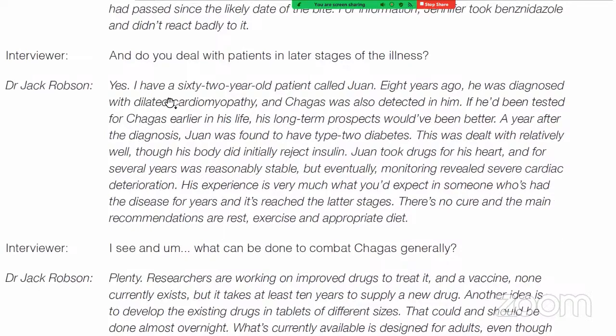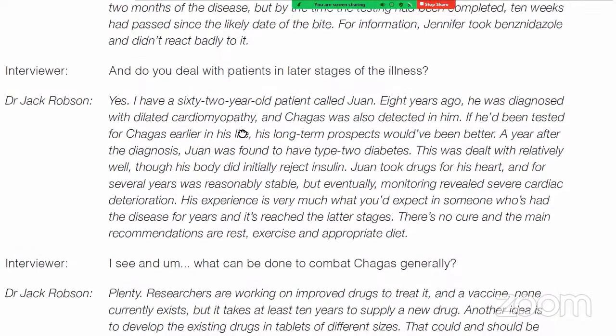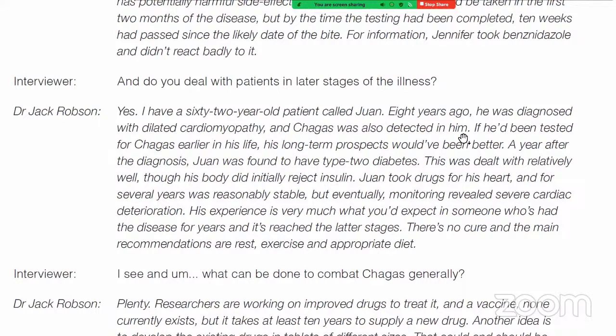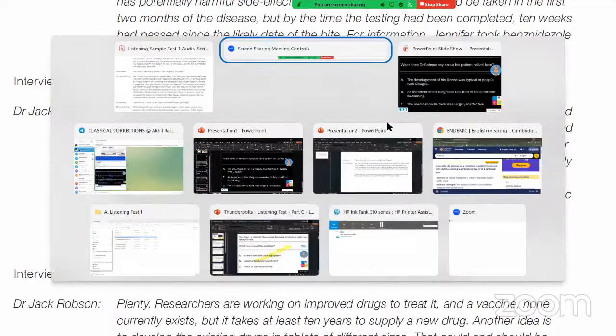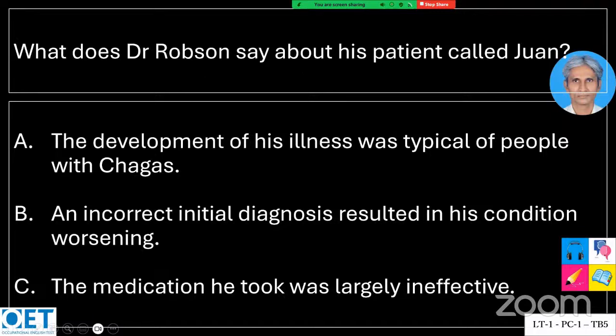Yes, I have a 62-year-old patient called Juan. 8 years ago, he was diagnosed with dilated cardiomyopathy, and Chagas was also detected in him. If he had been tested for Chagas earlier in his life, his long-term prospects would have been better. Try to understand this very clearly. This is question number 35. What does Dr. Robson say about his patient called Juan?